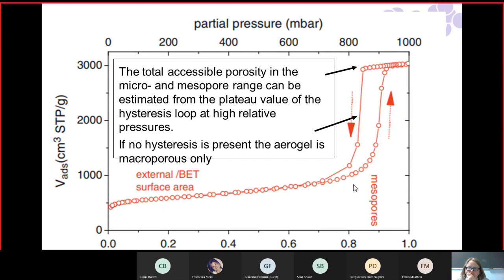No. The shape is very important. No? Okay.